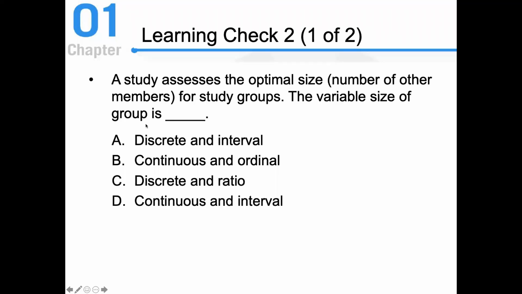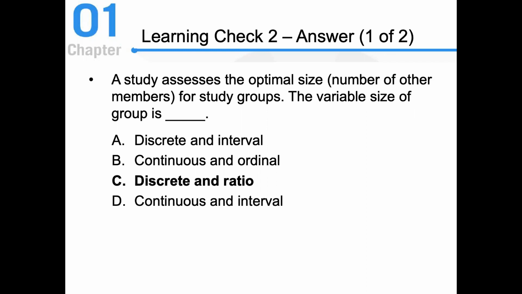All right, let's do a learning check. So stay with me here and pause after I get done reading this. A study assesses the optimal size, number of other members for study groups. The variable size of a group is discrete and interval, continuous and ordinal, discrete and ratio, or continuous and interval. Take a moment, pause, think about that, and when you're ready, here we go. That would be discrete and ratio.